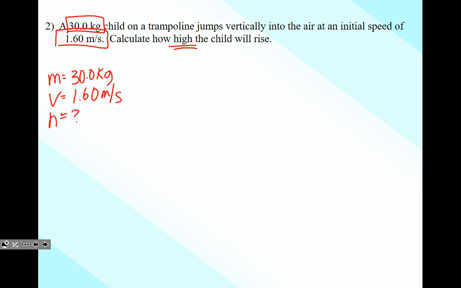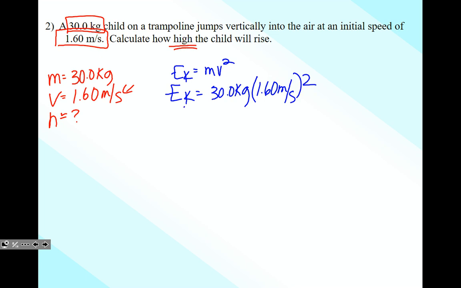So we know that height is found in our EP formula. And we can't really use that because we also need to accommodate the fact that we need to use our speed. So first thing we're going to do is find our EK, because we can. 1/2 mv squared, right? So our EK is equal to 1/2 times our mass, which is 30.0 kilograms, multiplied by my 1.60 meters per second squared. Our EK is then equal to 38.4 joules of energy, right?